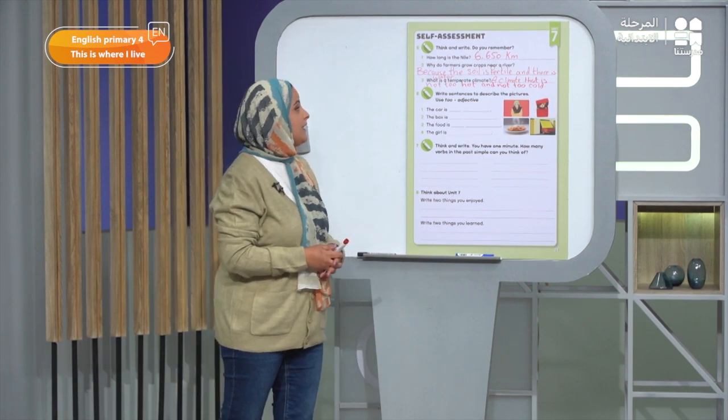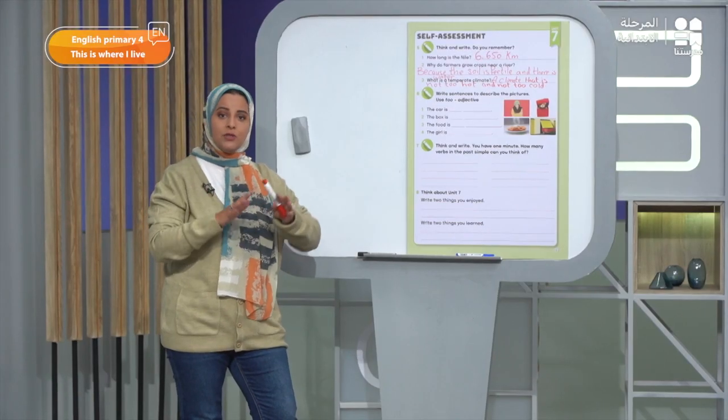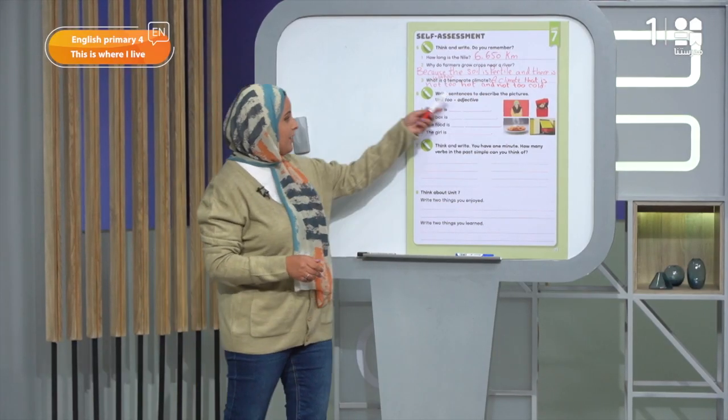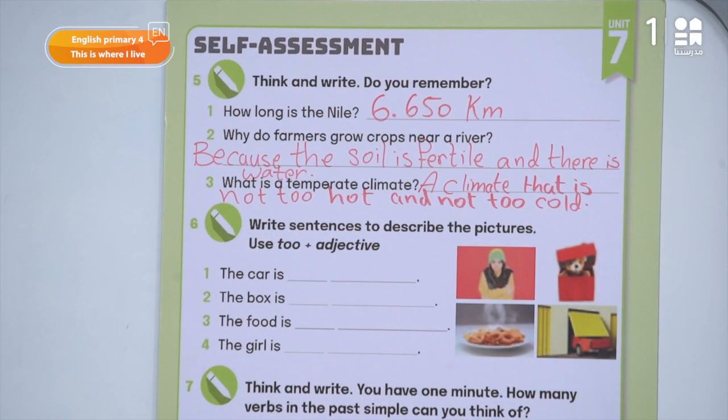Number 3. What is a temperate climate? Temperate جاية من كلمة moderate. طب يعني ايه moderate؟ يعني in between. Temperate also in between. So the weather or the climate is not too hot and not too cold.